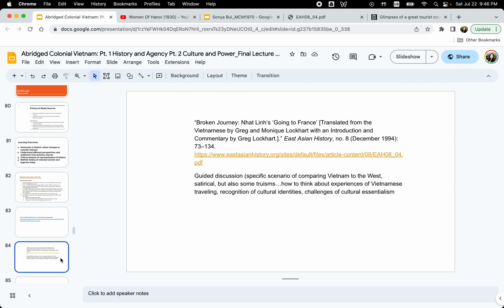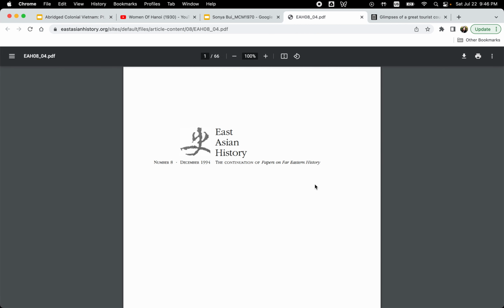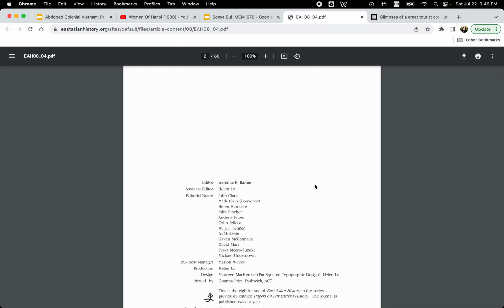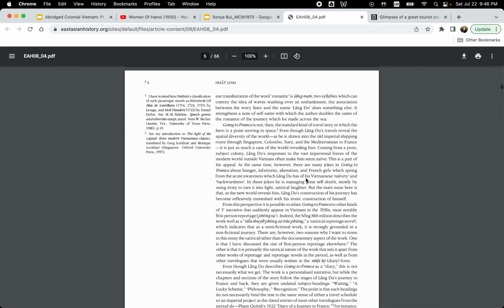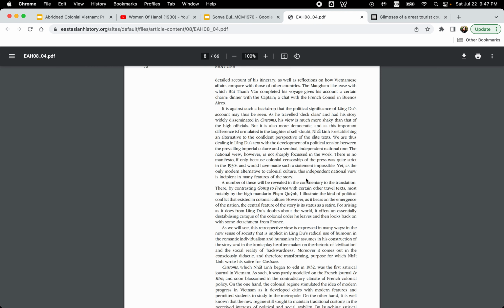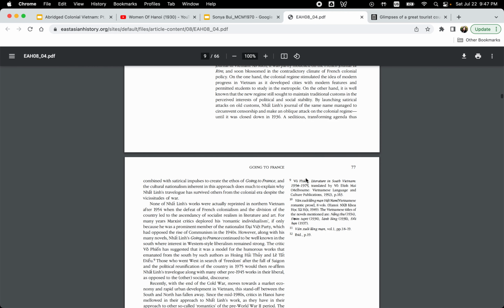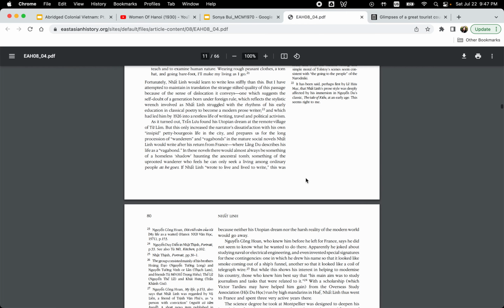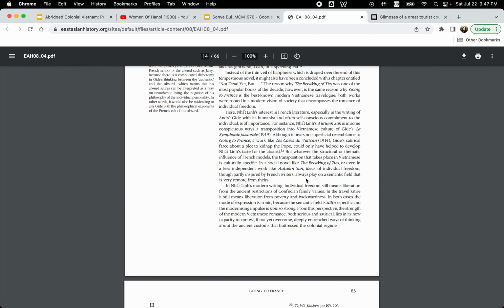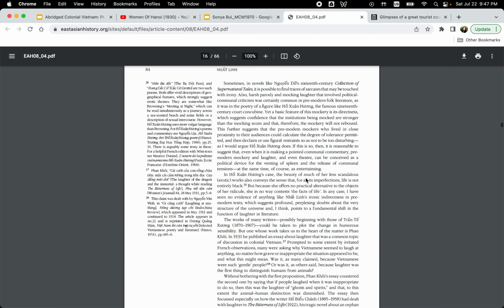An interesting source to think about tourism is from a Vietnamese perspective, a Vietnamese person going to France for the first time in the 30s. And this has actually been translated. It was originally written in Vietnamese. The introductory essay is really helpful to talk about the literary value of this story, how it circulated, how popular it was, to characterize so many of the Vietnamese youth who were going to France to study.